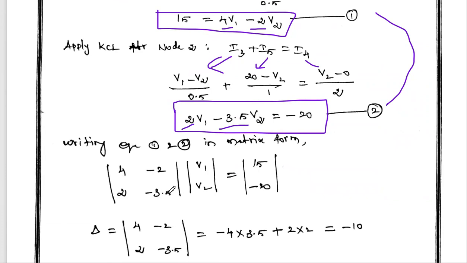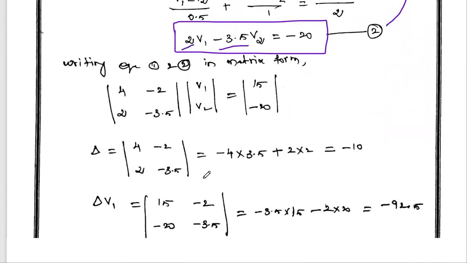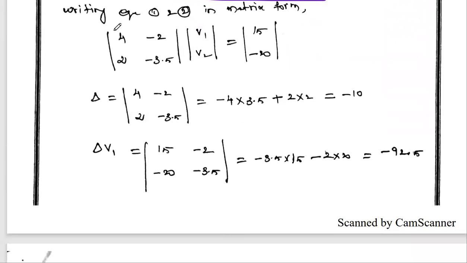So 3 minus 3.5, you write V1, V2 equal to the constant 15 and minus 20. Then after writing into matrix, you just find the determinant value. This 2 by 2 matrix determinant, you just calculate. So 4 multiplied with minus 3.5 minus of 2 multiplied with minus 2. So we can get the answer is minus 10.